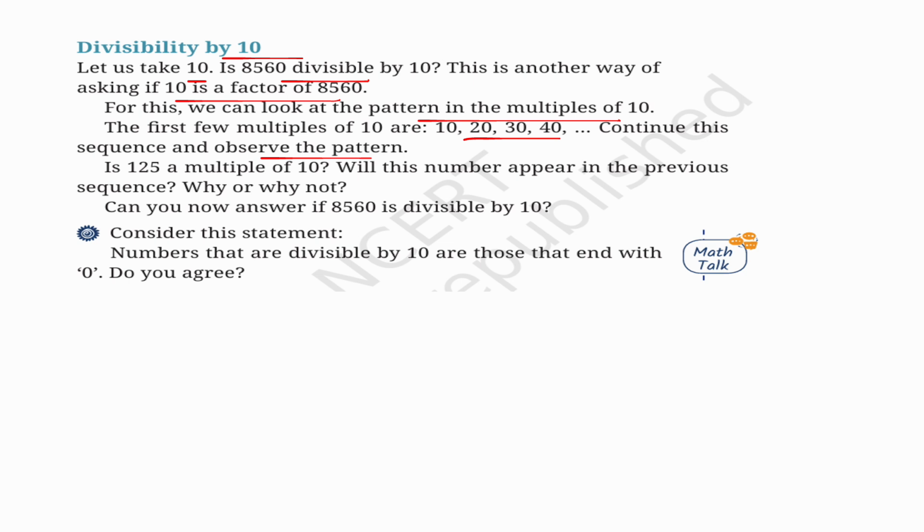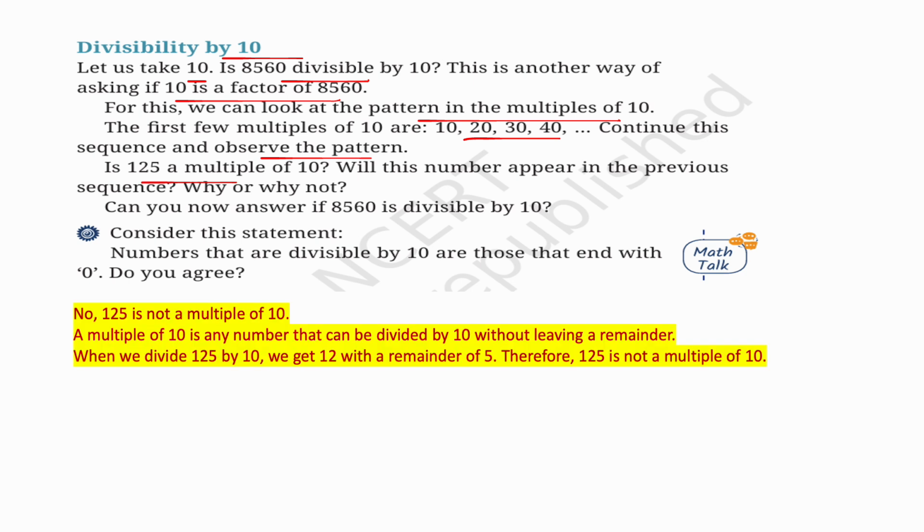So first we can find the multiples of 10. The first few multiples of 10 are 10, 20, 30, 40, 50, 60, etc. You observe this pattern. What is the peculiarity of this pattern? Is 125 a multiple of 10? Will this number appear in the previous sequence? Why or why not? No, 125 is not a multiple of 10. A multiple of 10 is any number that can be divided by 10 without leaving a remainder.